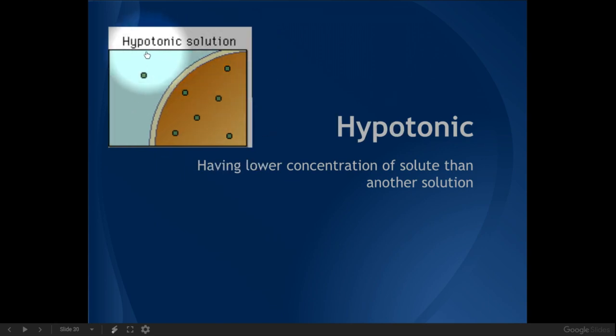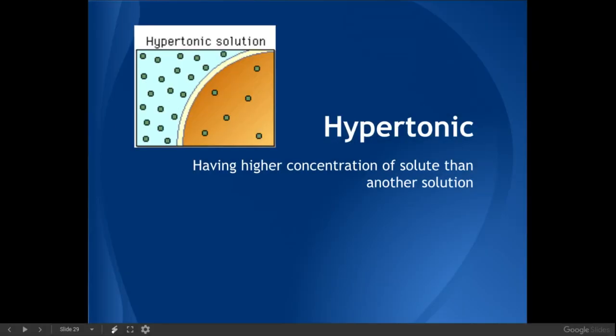In this case, in a cell that's in a hypotonic solution, these solutes would want to come out because these are in a greater concentration inside the cell, and they would want to move from a high concentration to low concentration. The thing about solutes is that you're also dealing with solvents.